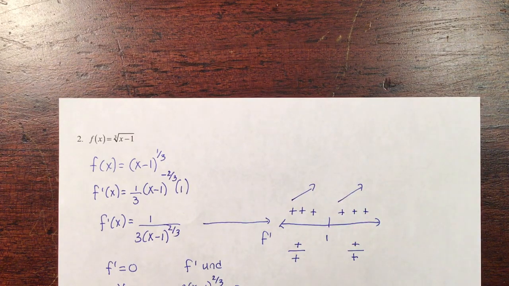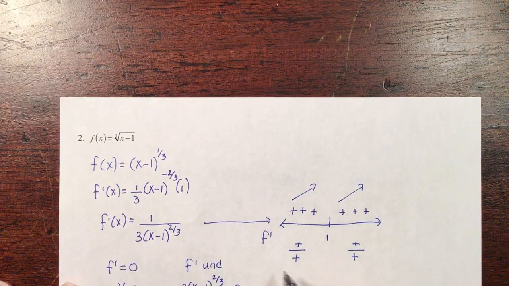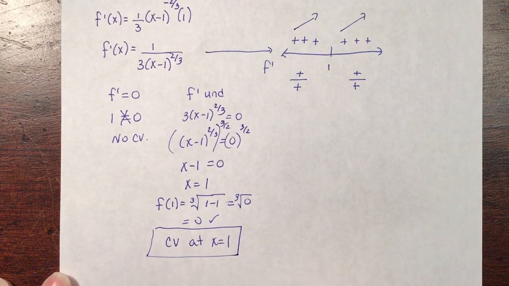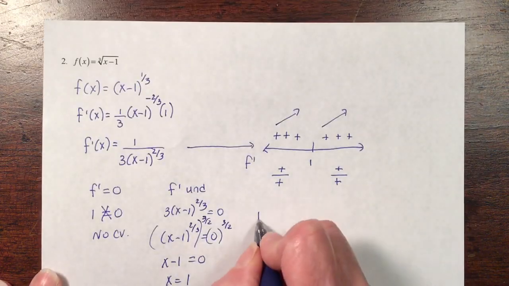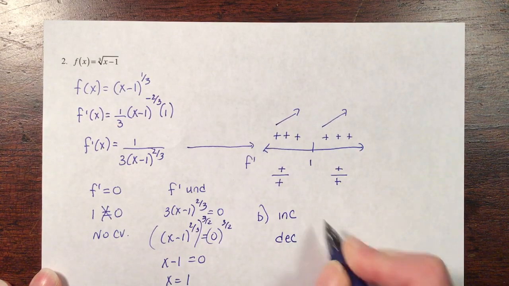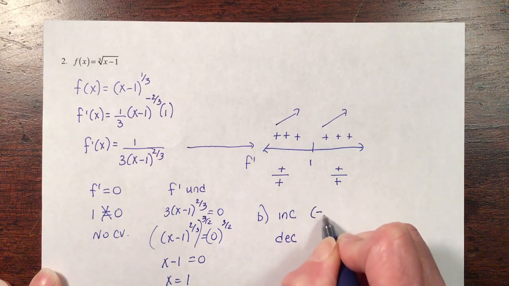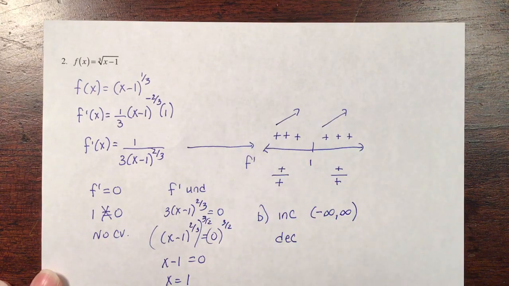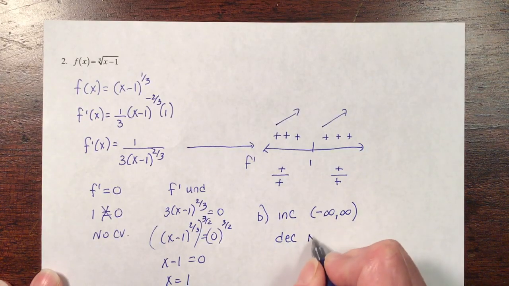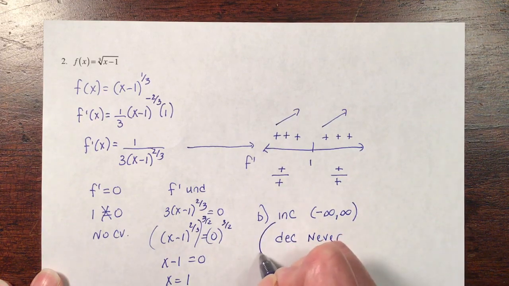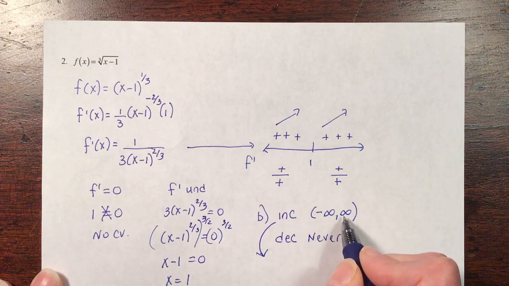Okay, so now this is going to seem a little weird, but let's just go through the steps. Our critical value, answer to part A, was at 1. For part B, my function is increasing from negative infinity to infinity. And my function doesn't ever decrease. Okay, that's not a big deal. I just want to point out here, the function is increasing over the entire interval.